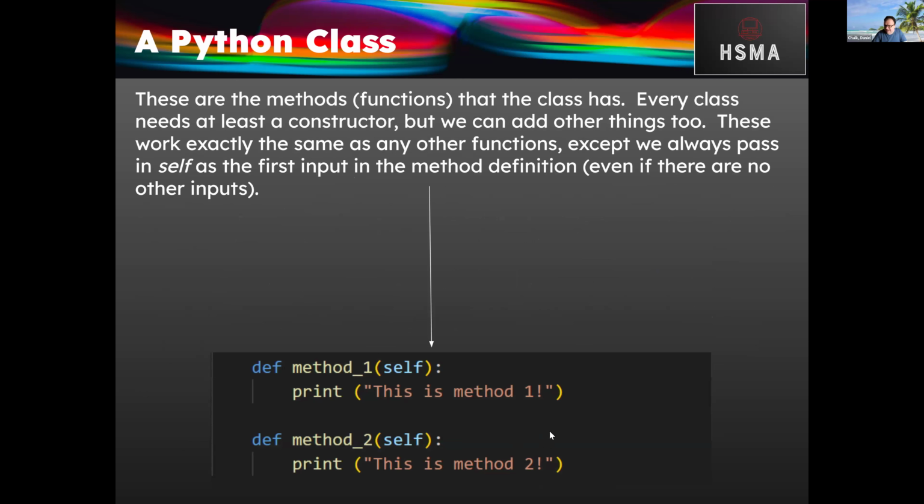So we touched on this a little bit, but we would potentially have other methods that a class has. Every class has at least a constructor, but we'll probably have some other methods as well, though it doesn't have to. And as you've seen, these work in exactly the same way as any other function, except that we have to pass in self. We have to pass in that copy of the object as the first input into the method definition, even if there are no other inputs.